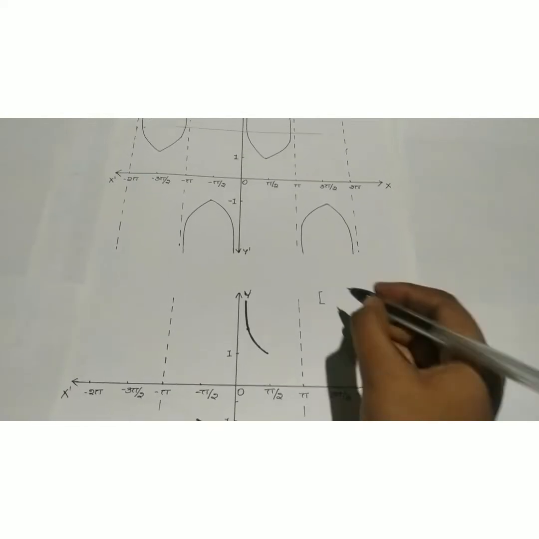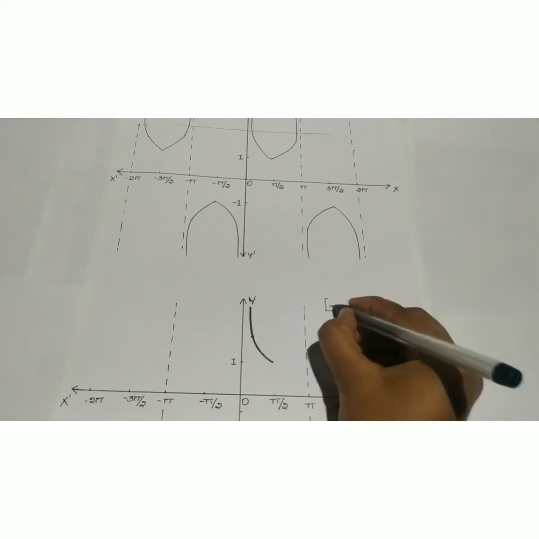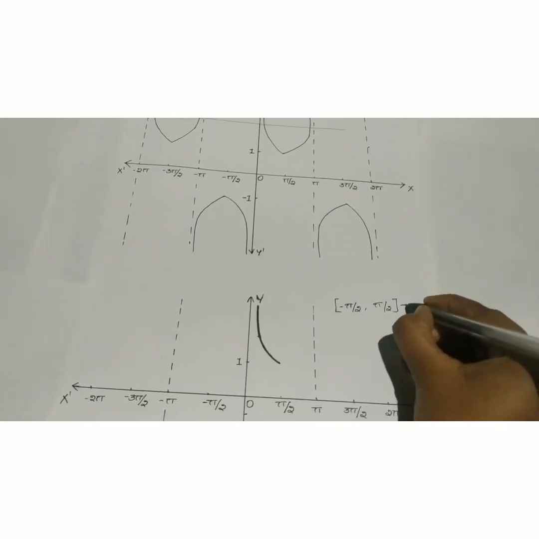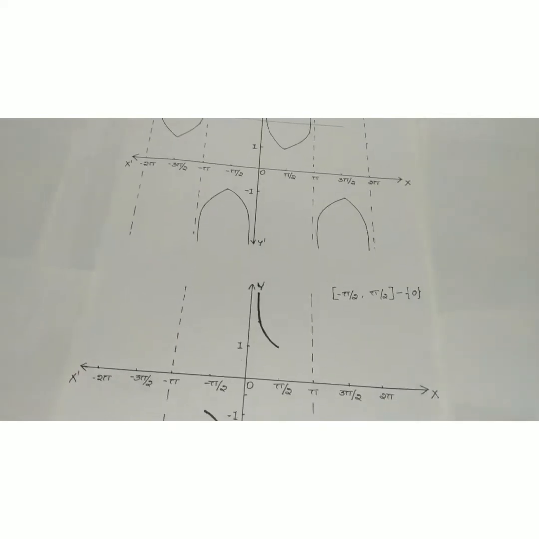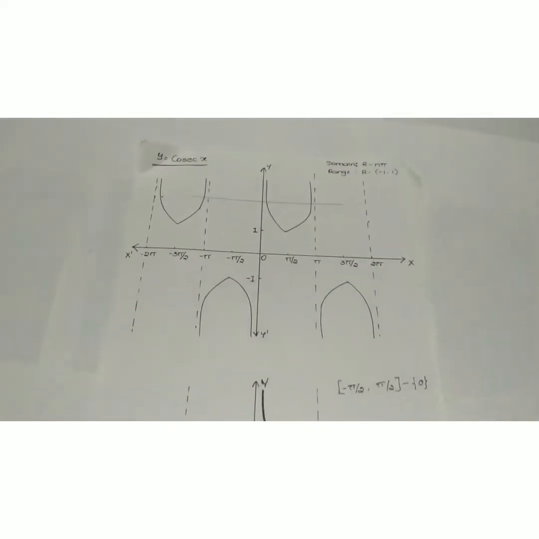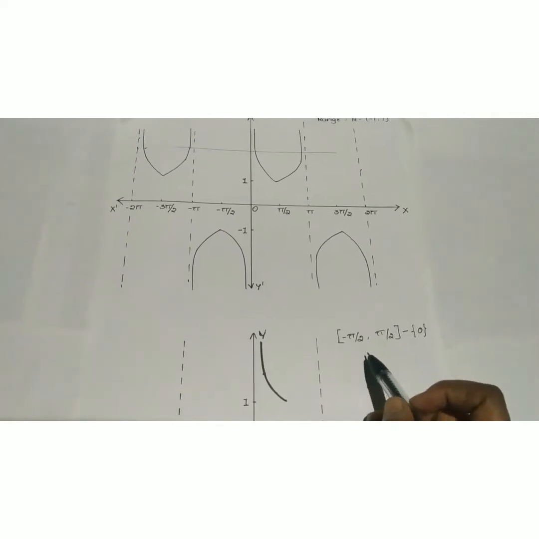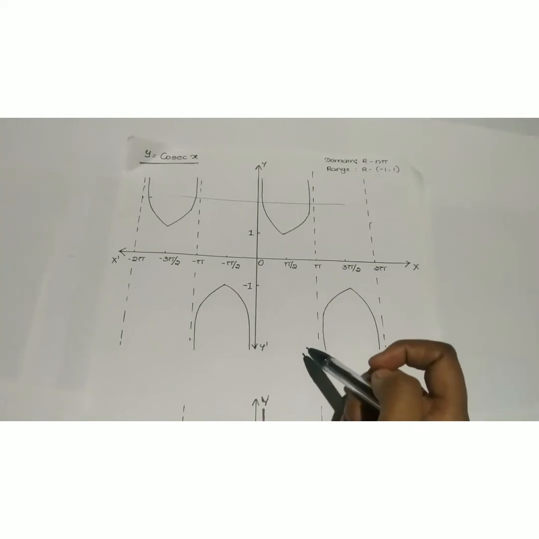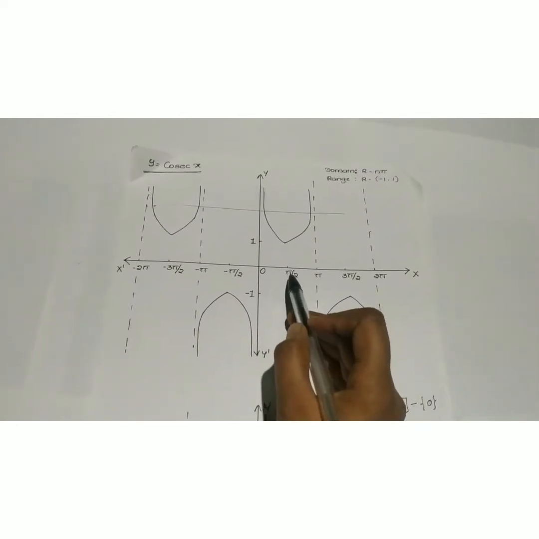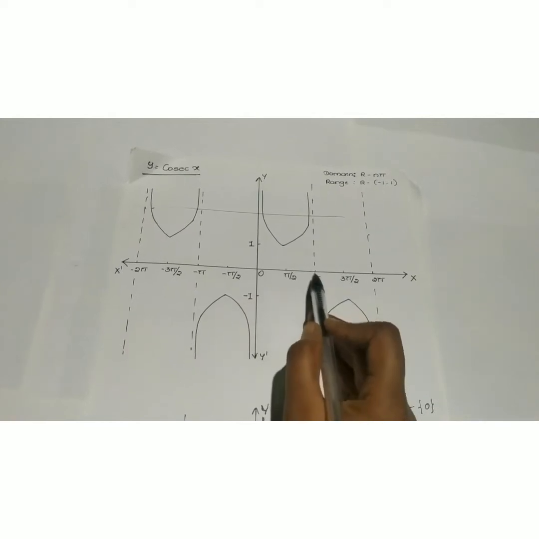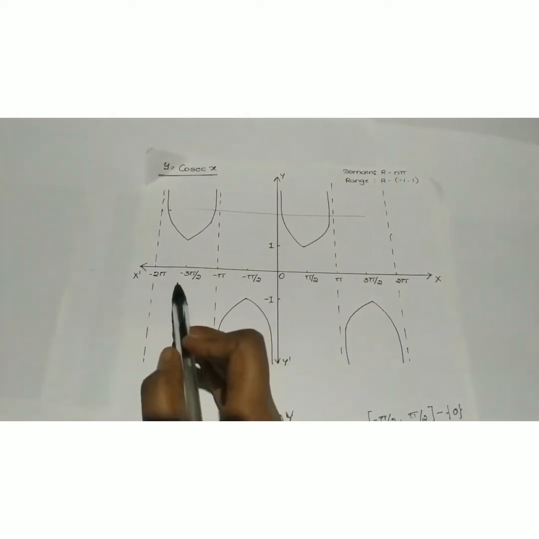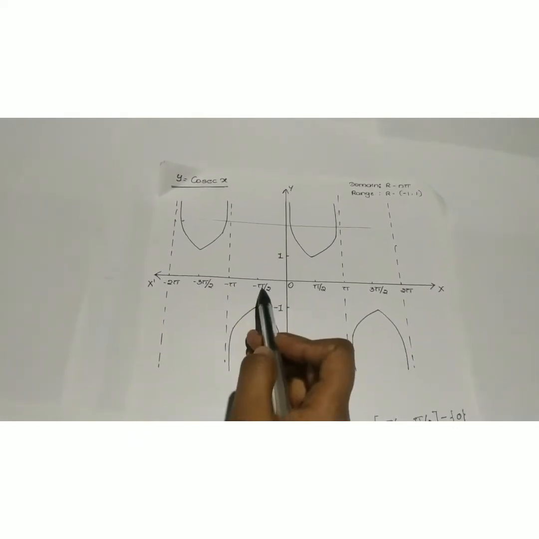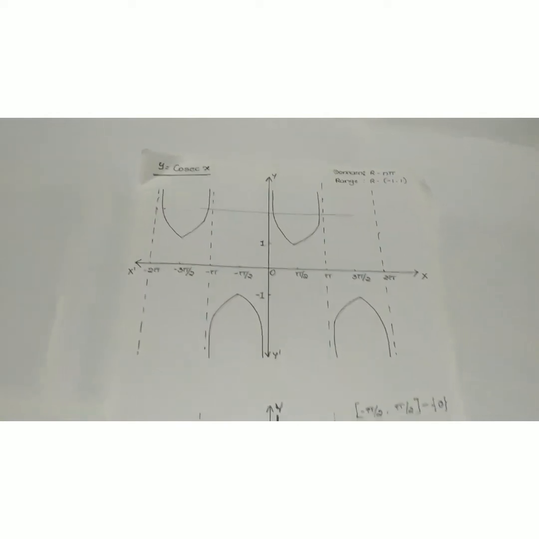So cosec function is restricted to the closed interval minus pi by 2 to pi by 2 except 0. Not only the closed interval minus pi by 2 to pi by 2 except 0, cosec function can be restricted to any of the intervals: closed interval pi by 2 to 3 pi by 2 except pi value, or closed interval minus 3 pi by 2 to minus pi by 2 except minus pi.